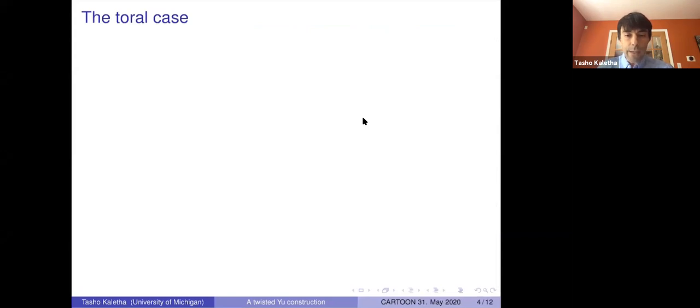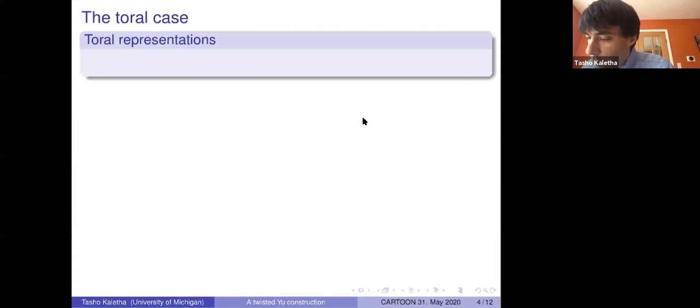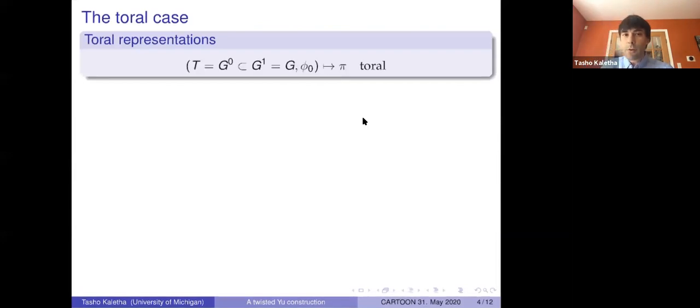Let's look at the simplest cases in Yu's construction, the situations where the tower is as simple as possible. These are the so-called toral cases. So the toral case is when the Yu tower only has two terms, the group G that we're interested in, and a subgroup which is already a maximal torus. And there is no pi-1, and there is a single character in the whole list of characters. We could add a phi-1, but that doesn't really change things. That's just for cosmetics. The resulting representations are called toral.